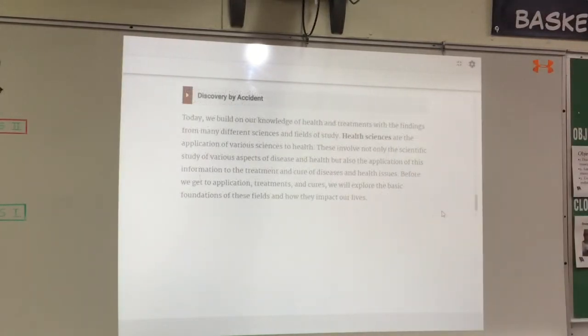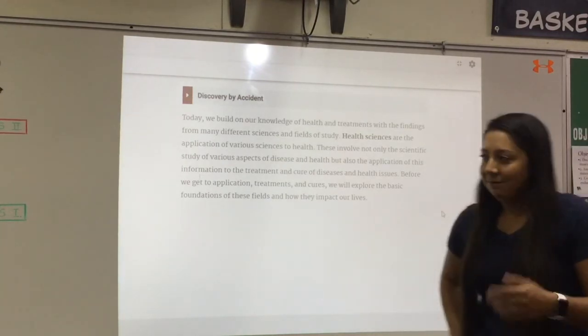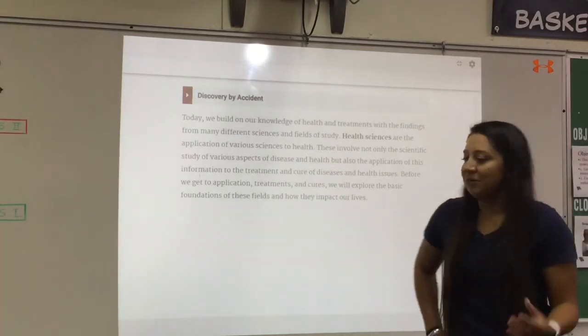So this health class involves basically health science, an application of various sciences to health. These involve not only the scientific study of various aspects of disease and health, but also the application of this information to treatment and cure of diseases and health issues. Before we get to application, treatments, and cures, we'll explore basic foundations of these fields and how they impact our lives. So, not your typical health class, not a typical health class that I've taught before, but we're going to be learning along the way. So, you know, bear with me.